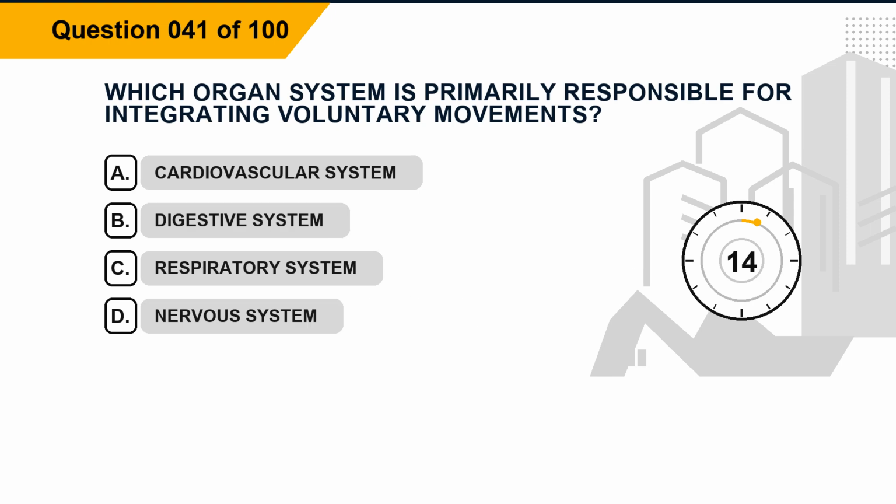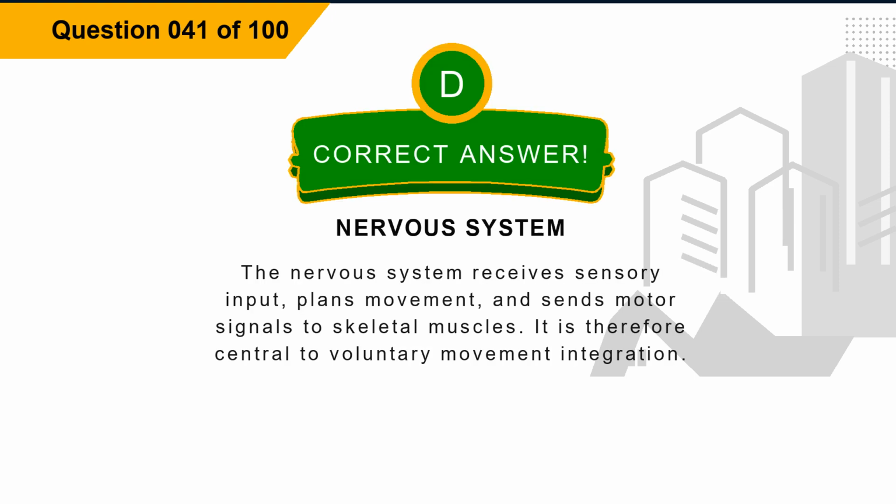Question 41. Which organ system is primarily responsible for integrating voluntary movements? Option A, cardiovascular system. Option B, digestive system. Option C, respiratory system. Option D, nervous system. The correct answer is option D, nervous system. Explanation: the nervous system receives sensory input, plans movement, and sends motor signals to skeletal muscles. It is therefore central to voluntary movement integration.